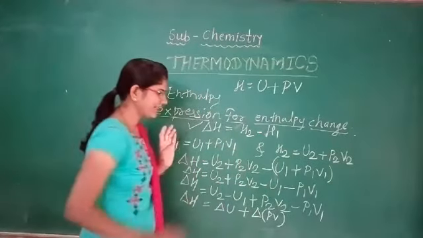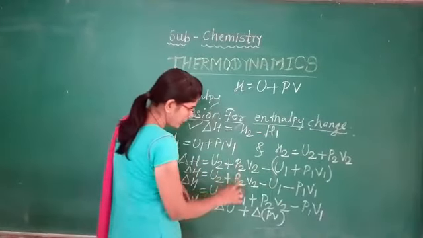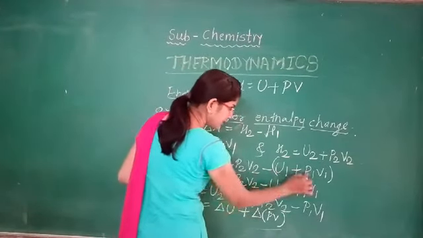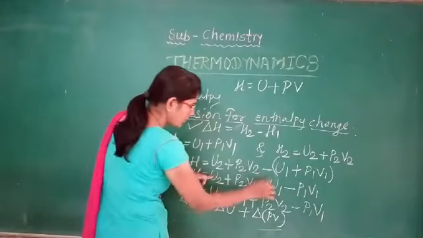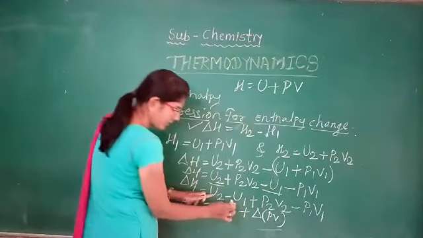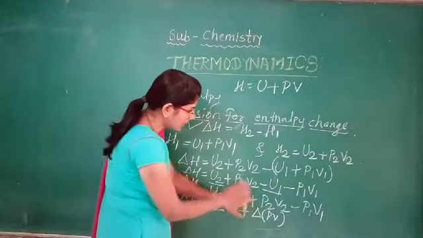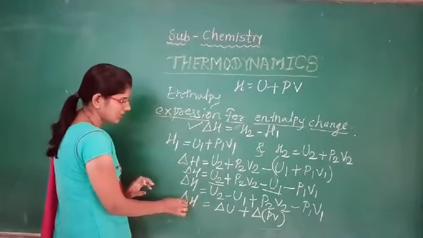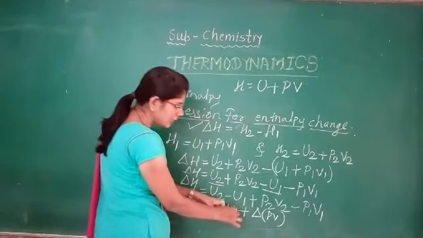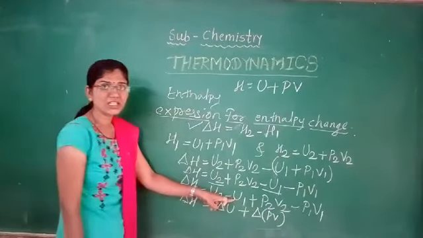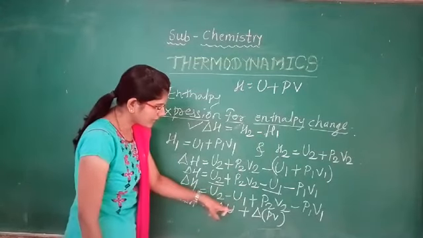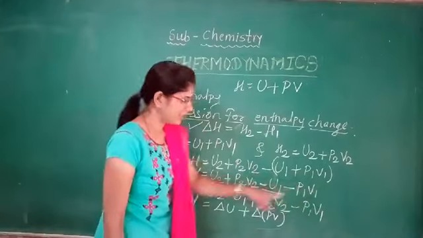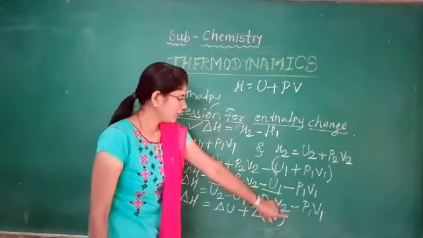If we solve the bracket, then we get U2 plus P2 V2 minus U1, and minus P1 V1. U2 minus U1 we have taken together, and then plus P2 V2 minus P1 V1, and then the change in enthalpy is equal to delta U, U2 minus U1 meaning the change in internal energy, plus delta of P2 V2 minus P1 V1, which becomes delta PV.